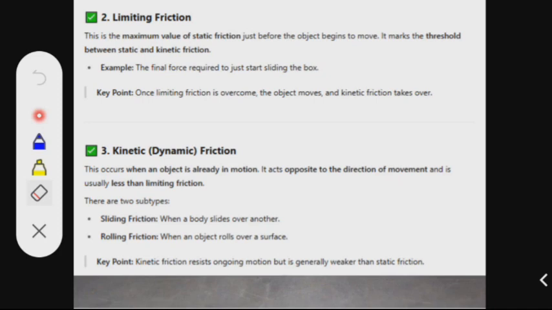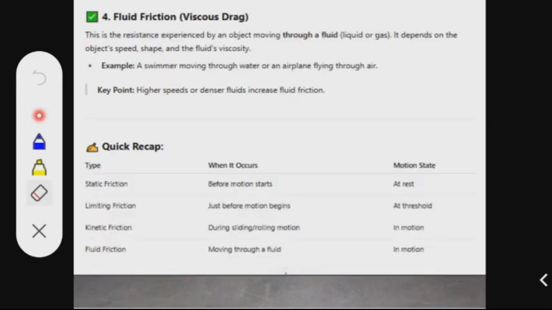Let's go on to the fourth type of friction. This fourth type is called fluid friction. Fluid friction is the kind of friction that is seen in liquids. It's also known as viscous drag, and it's related to the viscosity of a particular liquid. It is the resistance experienced by an object moving through a fluid.